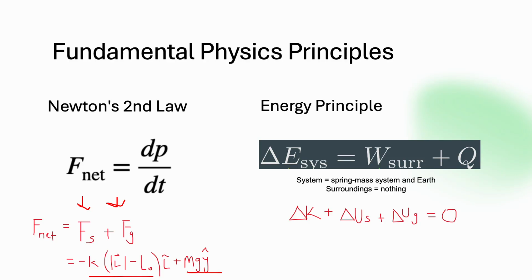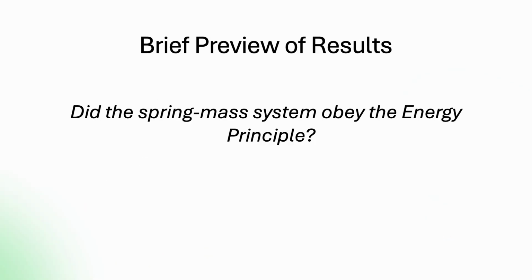Then we have the energy principle, which states that a change of energy in a system is equal to the work done by the surroundings plus heat added to the system. In this case, both of these are zero, so our equation then becomes the change in kinetic energy plus the change in potential energy of the spring plus the change of potential energy in gravity is equal to zero. And so to briefly preview our results, did the spring mass system obey the energy principle? Yes, and we'll talk about why in just a second.